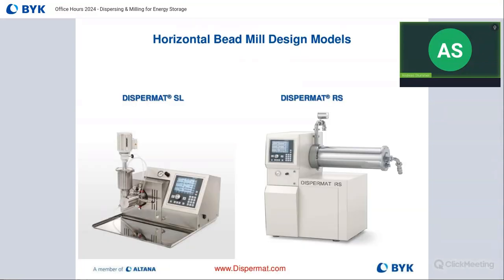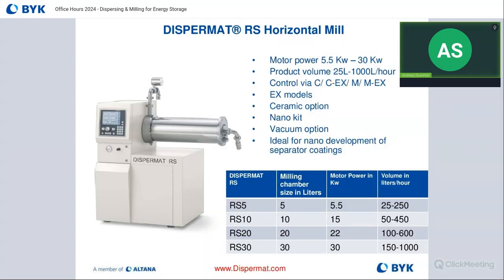Then we have a range of horizontal media mills that are used to go into the super, super small nano range. So anything less than 500 nanometers, as low as 50 nanometers. We can do that with the SL machine. So on the left, you have the lab model. And then the production scale. One example of a production scale would be the RS on the right. So in our lab in Wallingford, Connecticut, we actually have an SL up there with the nano kit. So if you ever want to come up there and take a look or run your slurries, you're more than welcome to join us.